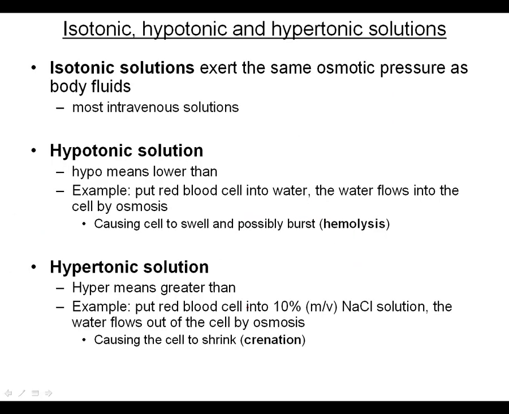Now, there are certain ways to describe solutions. They could be described as isotonic, hypotonic, or hypertonic solutions. Isotonic solutions have the same osmotic pressure as body fluids, and those are typically the IV solutions that they give you. There are two solutions that are normally considered isotonic: a 0.9% mass to volume sodium chloride solution, sometimes called a saline solution, and a 5% glucose solution. These are what are considered isotonic solutions.